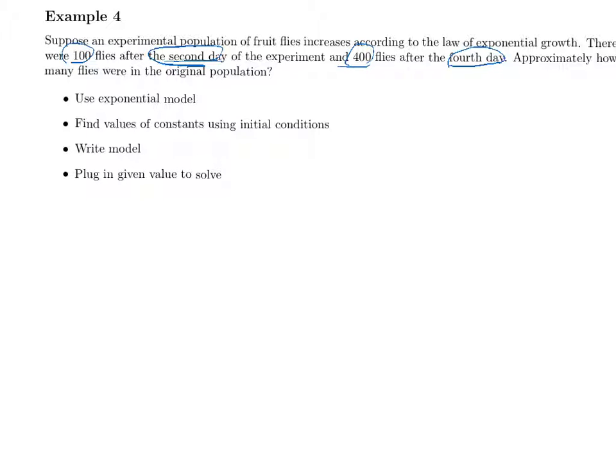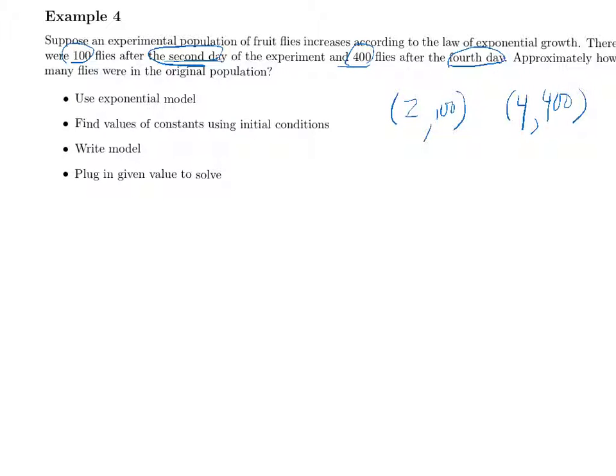Okay, so let's go ahead and write these as data points. What is your x and what is your y? X is the day. Change in days. So after 2 days we had 100, and after 4 days we had 400. So we have 2 data points there.